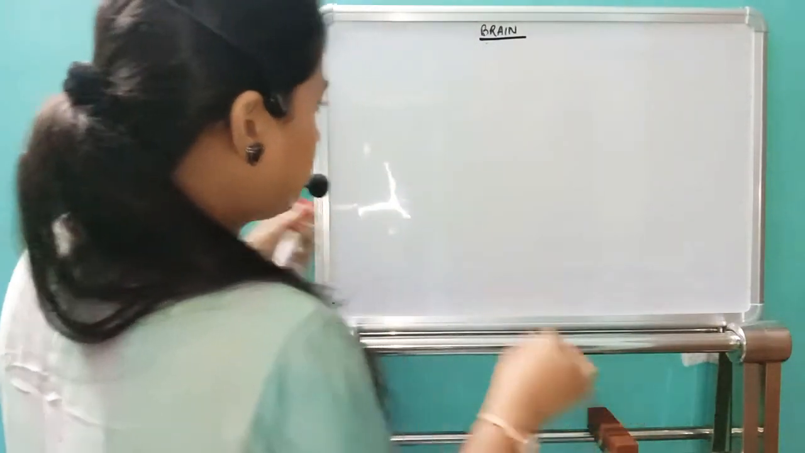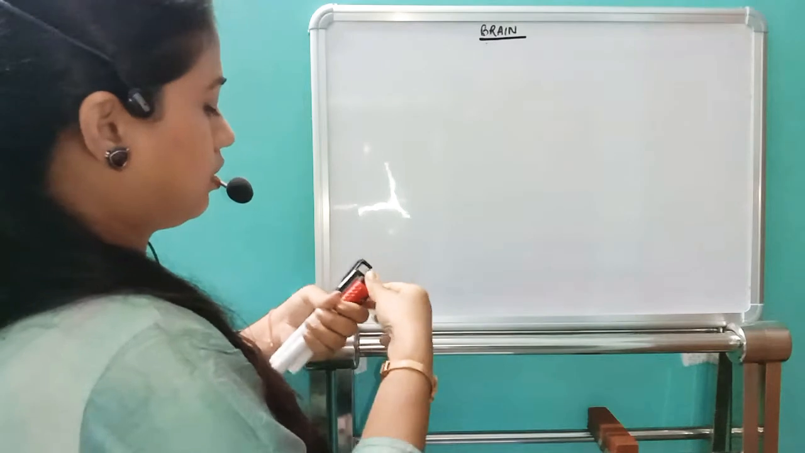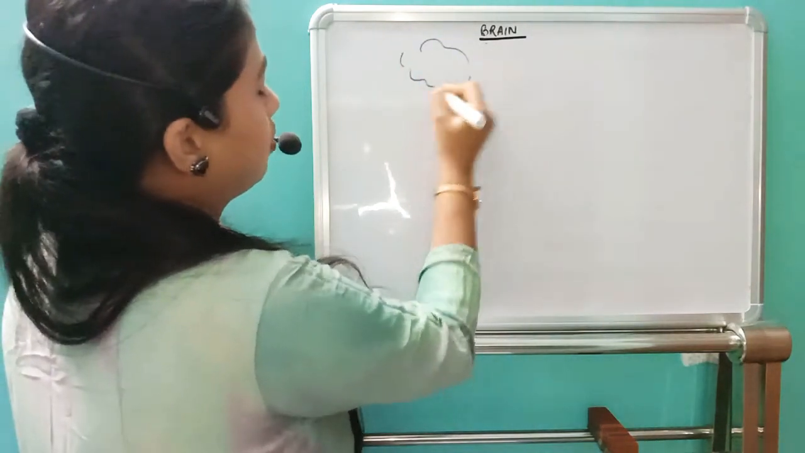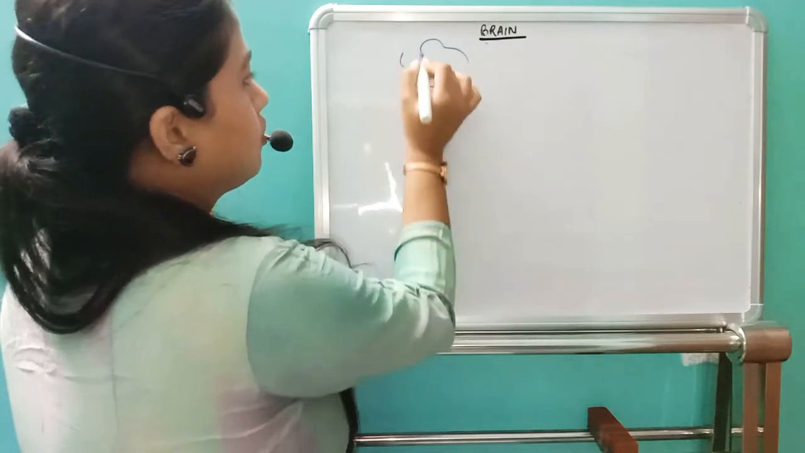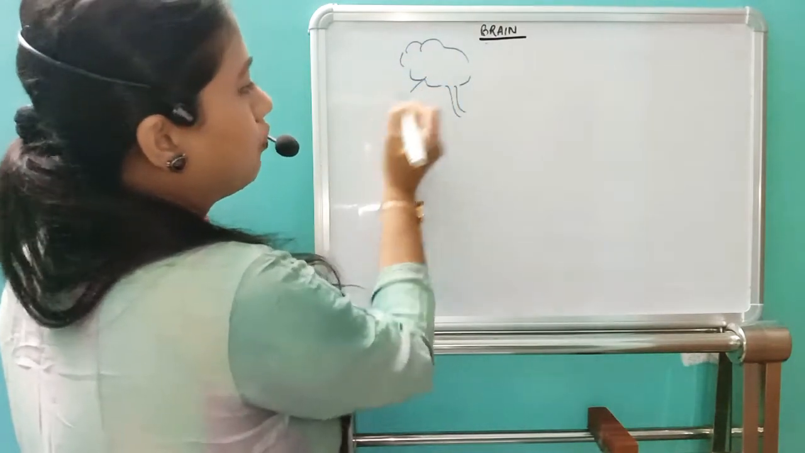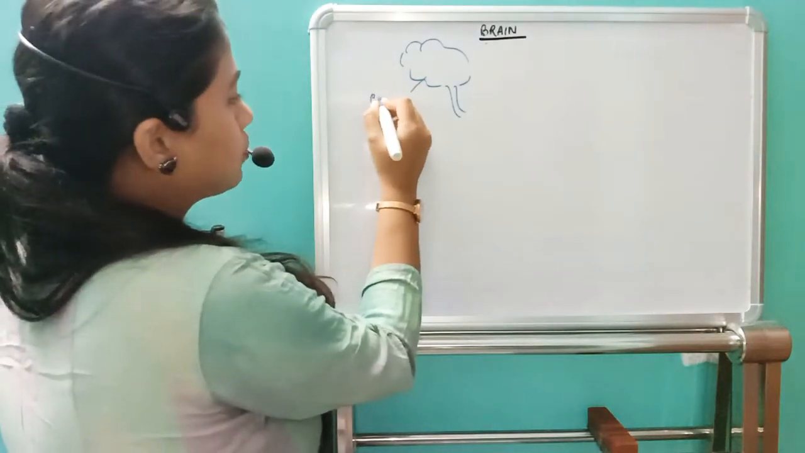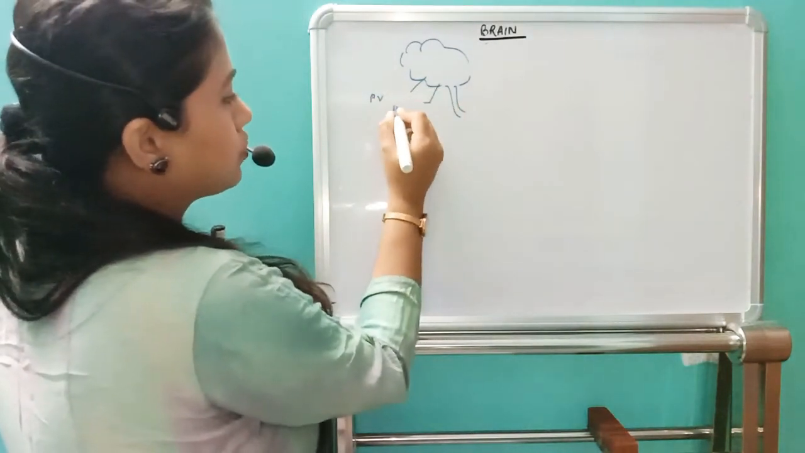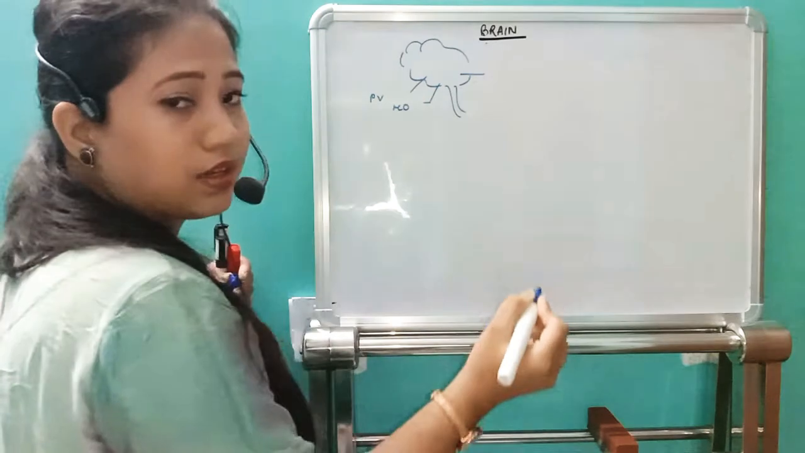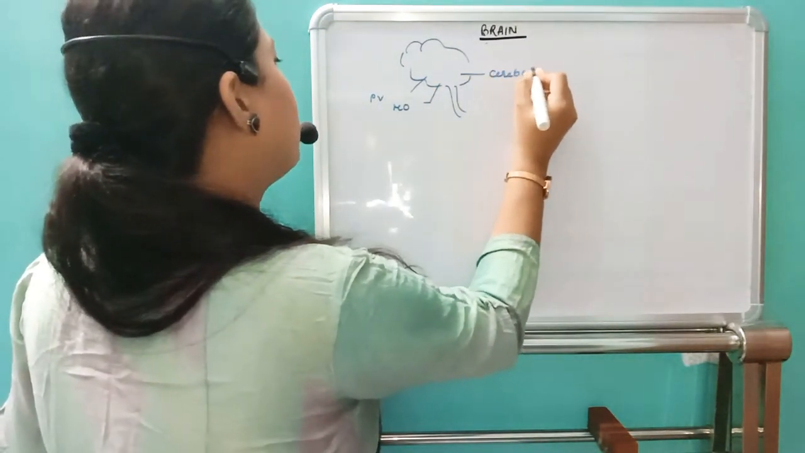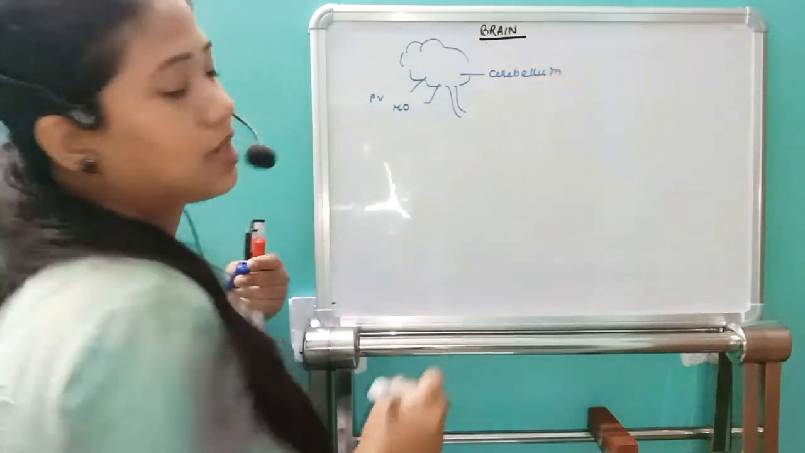So how is the hindbrain located? Suppose I'm going to draw the same diagram. So here, this is the brain. In this brain, we are going to have 3 parts in the hindbrain. What is that? One is called the pons varoli, the second one is called the medulla oblongata, and this will be called the cerebellum. Okay, so this is the cerebellum.